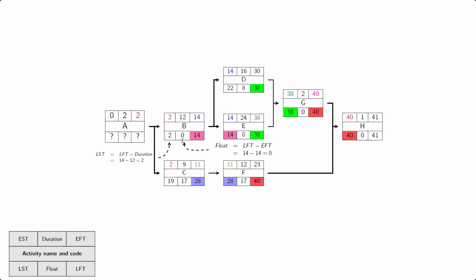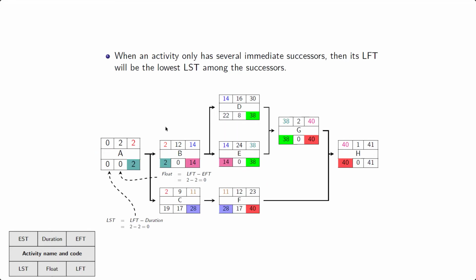And then again, float 0, that's 14 minus 14. Latest starting time 2, 14 minus 12. So for the final activity here, we again have two immediate successors. So we need to look at the latest starting times from all of the immediate successors. That's either 2 or 19. Well, 2 is less, so we go for 2. And that's basically it. That's the entire network diagram.